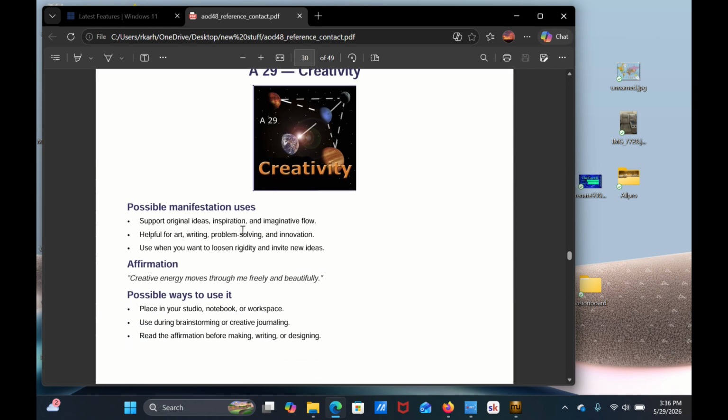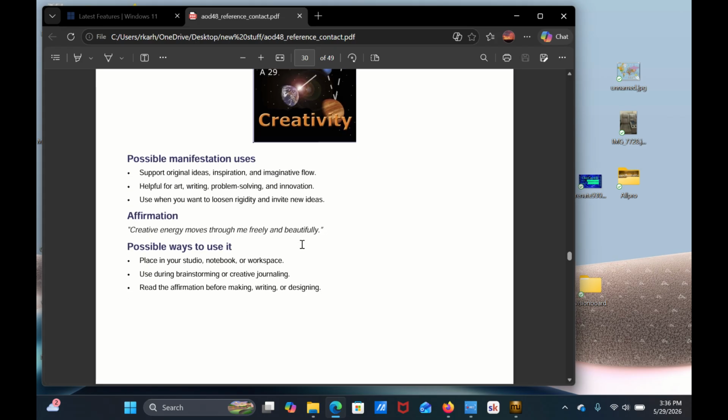Creativity. Support original ideas, inspiration, and imaginative flow. Helpful for art, writing, problem solving, and innovation. Use when you want to loosen rigidity and invite new ideas. Creative energy moves through me freely and beautifully.